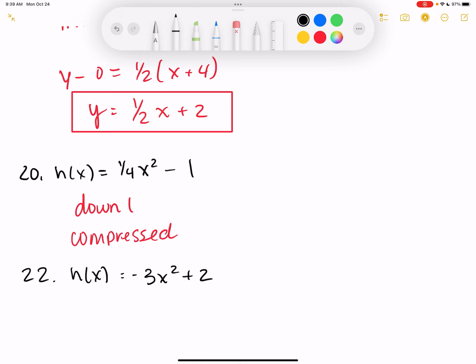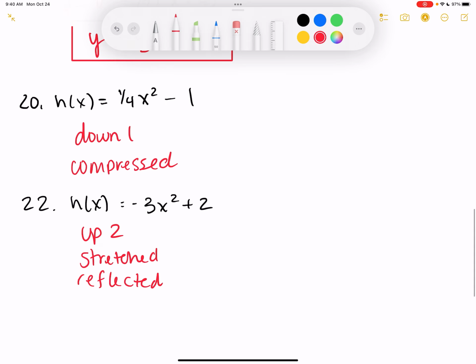I'm so confused. Y'all, what do you mean you're confused? All right, how about 22? You just said open was positive and open was down. Don't be like that. I'm not being like that. I'm just saying. Stretched and reflected. Good job, Josh.